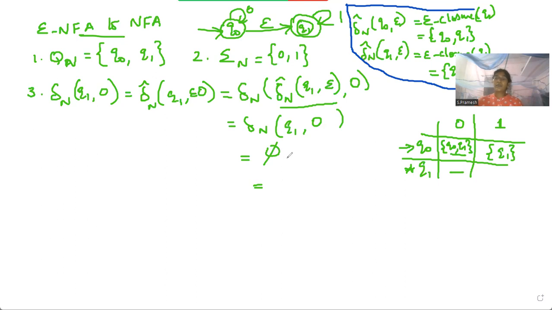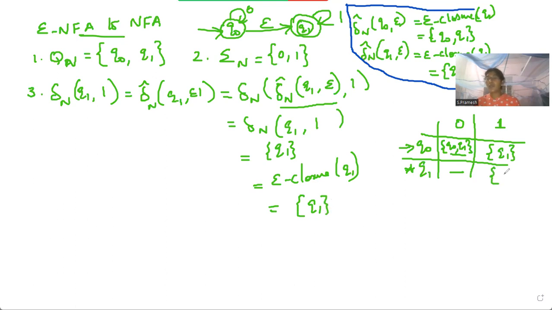What is the one more parameter we have to calculate? The last parameter is Q1 comma 1. Okay, we'll see what the answer is. Q1 comma 1. This is Q1 comma empty 1. This is 1. So this value is Q1 only. Q1 comma 1 is actually Q1. You can calculate E-closure of Q1. Actually, this answer is equal to Q1. So this is Q1. That's it.